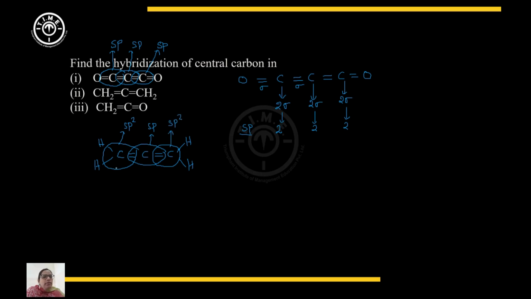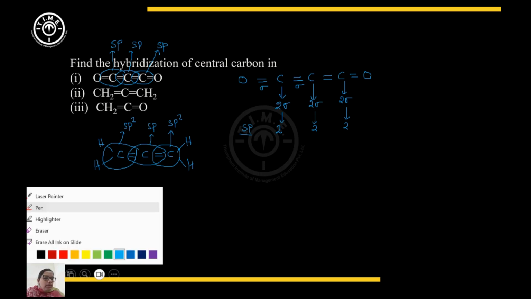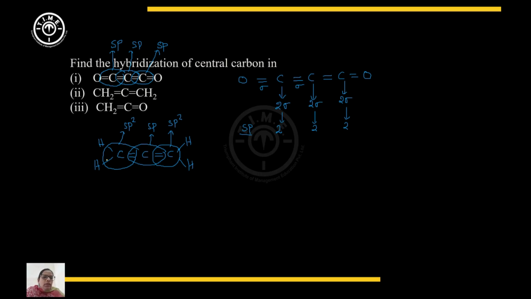Or we can also find in terms of sigma bonds. This is 1 sigma, 1 sigma, 1 sigma. So this carbon is having the 3 sigma bonds around it. This carbon is having 1 sigma here and 1 sigma here. So 2 sigma bonds. This carbon is having 1 here, 2 and 3. So 3 sigma bonds. So H value is 3, 2 and 3. This is sp2 and this is sp and this is sp3 hybridization. I hope all of you understood this.